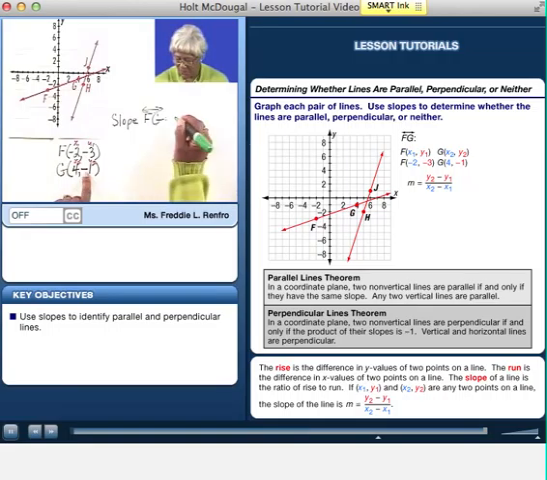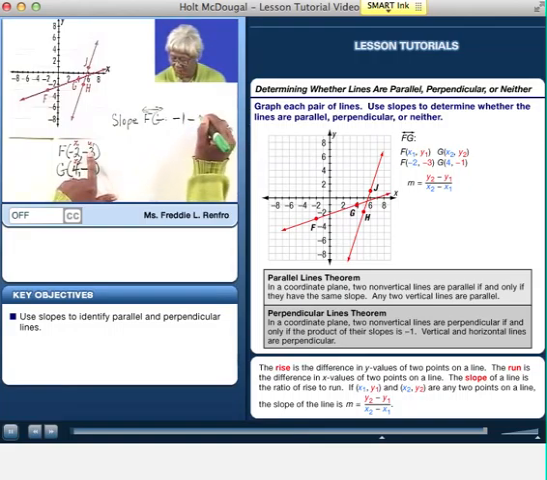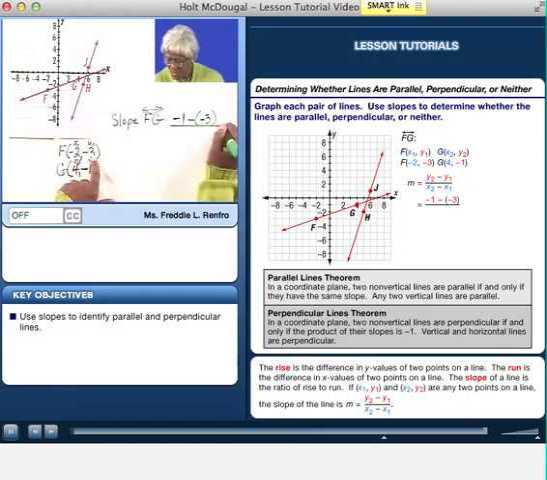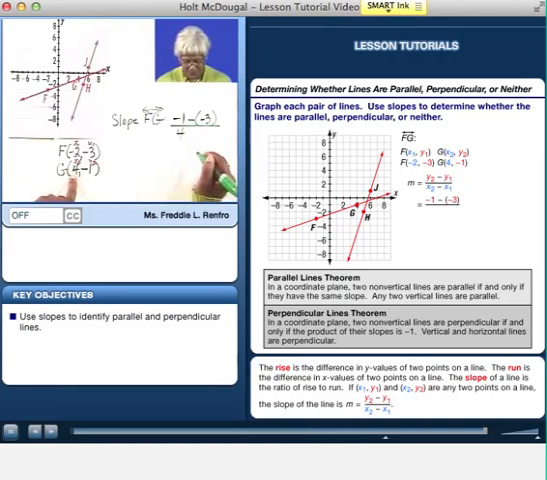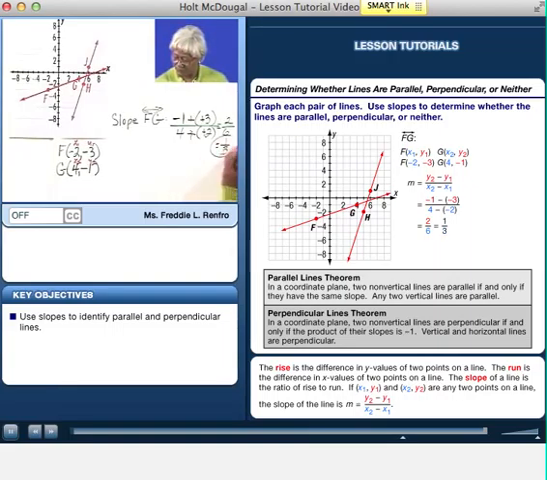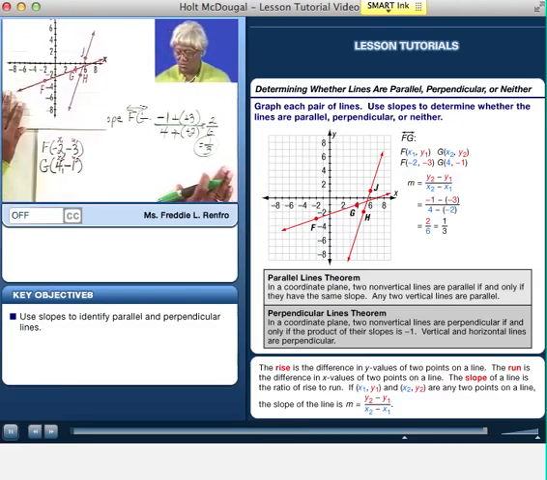let's go -1 minus -3 over 4 minus -2. Remember, in subtraction, add the opposite. So what do we get? Here we have 2 over 6, and that's equal to 1/3. So that's the slope of line FG, 1/3. Okay?